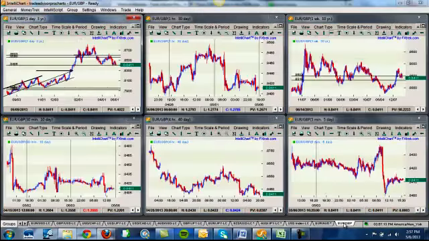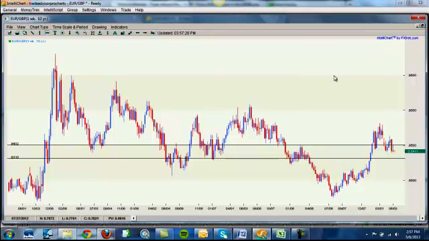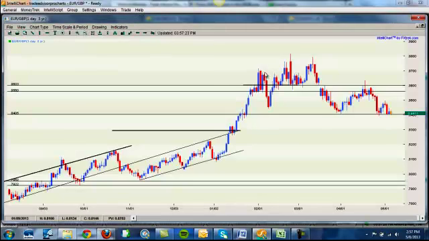Let's go look at the Euro Pound. The pound has definitely been strengthening against the euro. On the weekly chart, it is working its way back down. It is still in a range here between 83.00 and 85.00. But on the daily chart, yeah, it's the same thing.